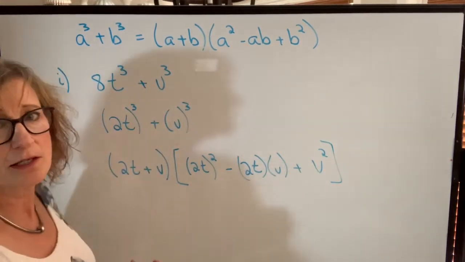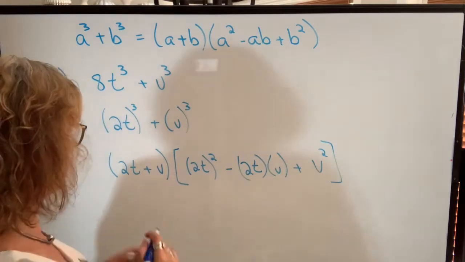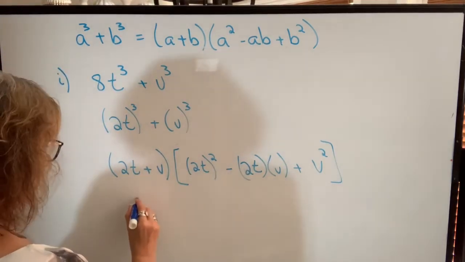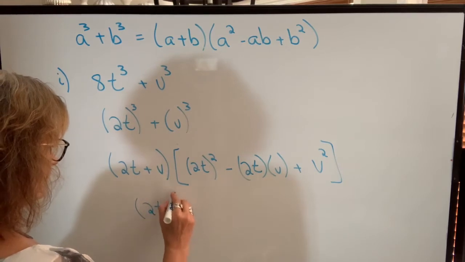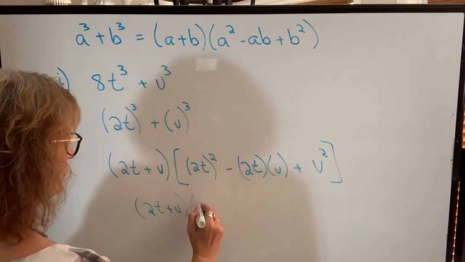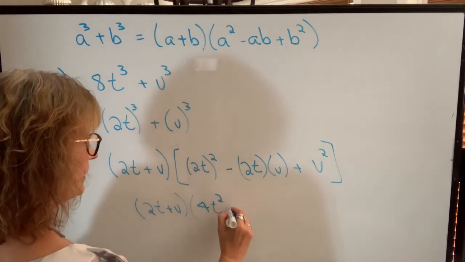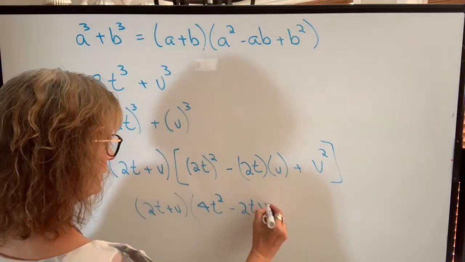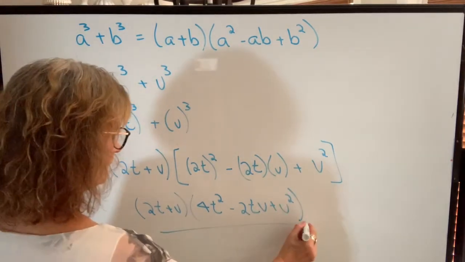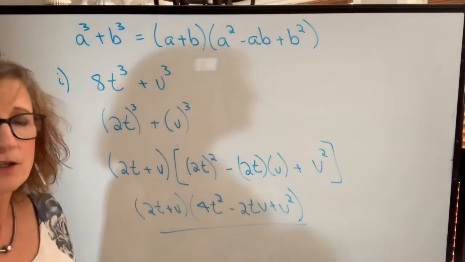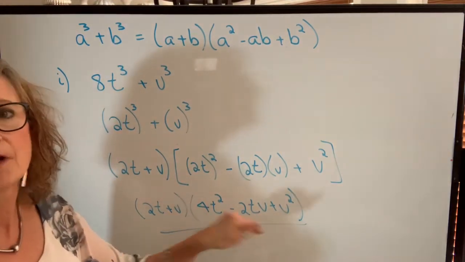Now a lot of these brackets aren't necessary, I just don't want to lose anybody, so I'm going to show you every single step. I can clean this up, make it look nice, get rid of some of those brackets. So 2t the whole thing squared will be 4t squared minus 2tv plus v squared. And I've factored it. Don't spend any time trying to factor this because it's not factorable.